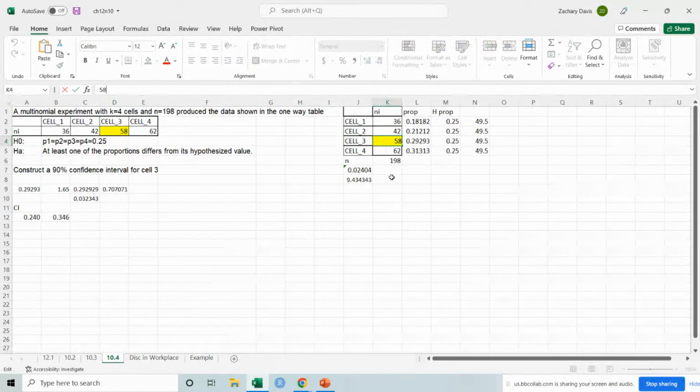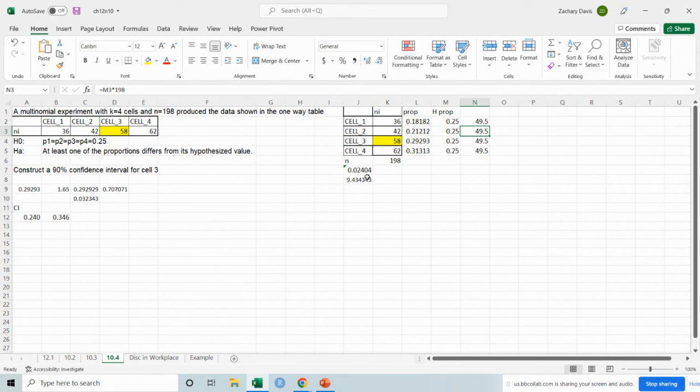So I flipped this data around to make it easier to work with. So we have our sample size for cell 1 was 36, and the proposed value was 25 or 0.25, right? So we remember our sample size was 198. So what we have to do is multiply that times 198, and we were expecting 49.5 as the value for each of these cells, but this is what we actually got observed.